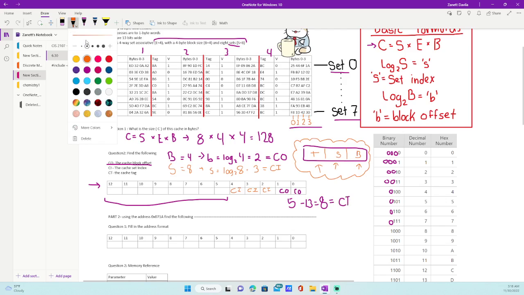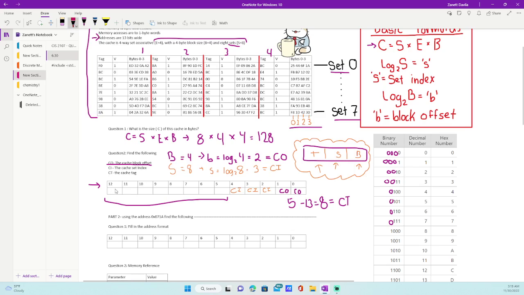I'm going to do this in a different color for you, just so that you can get a handle of it. So right here, just to prove that it's right: 1, 2, 3, 4, 5, 6, 7, 8. So this is how we do this first question. The second question, my bad. This is how we find the following.